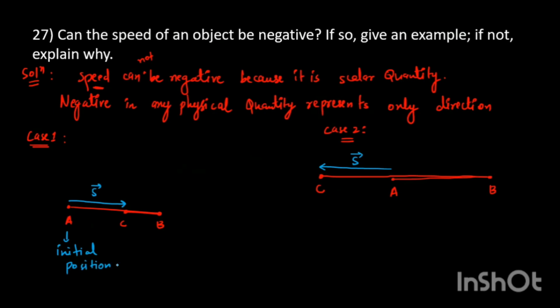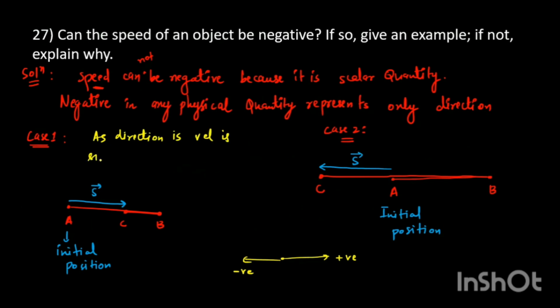So in the first case, the displacement vector has been drawn towards the positive x-axis. If this is the positive x-axis, then the other direction is the negative x-axis. So can I say in the first case the direction of velocity is similar to the direction of displacement? So in the first case, velocity is going to be positive.